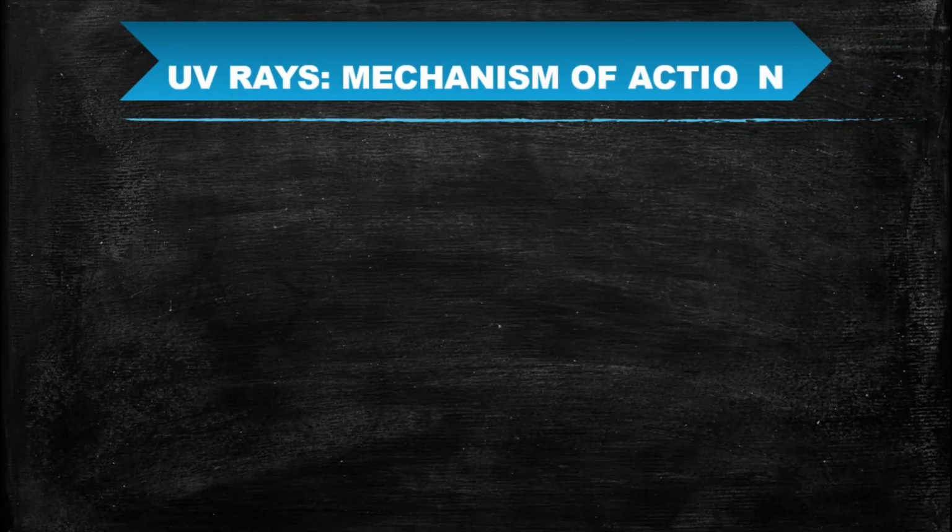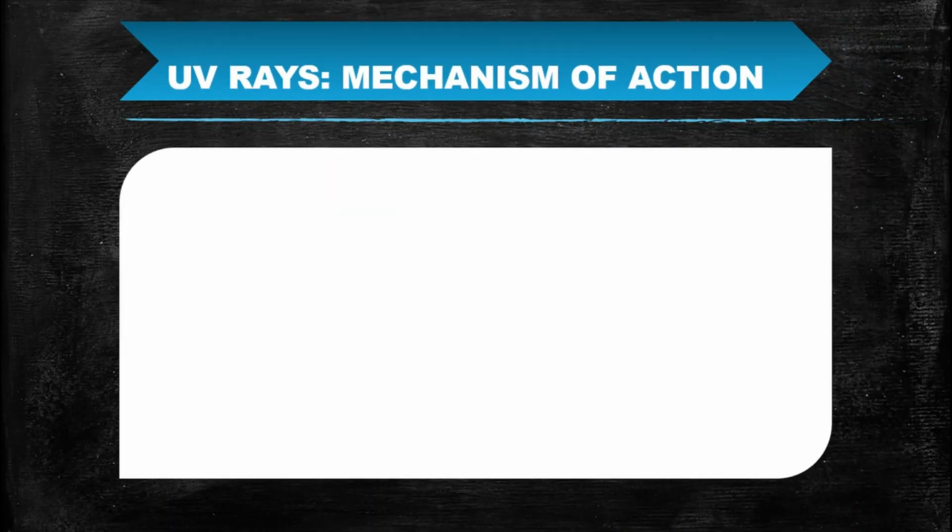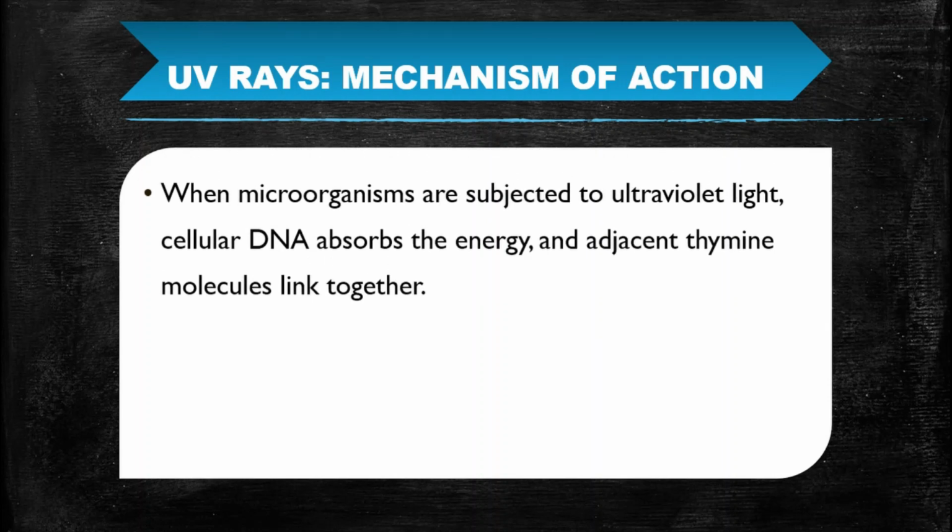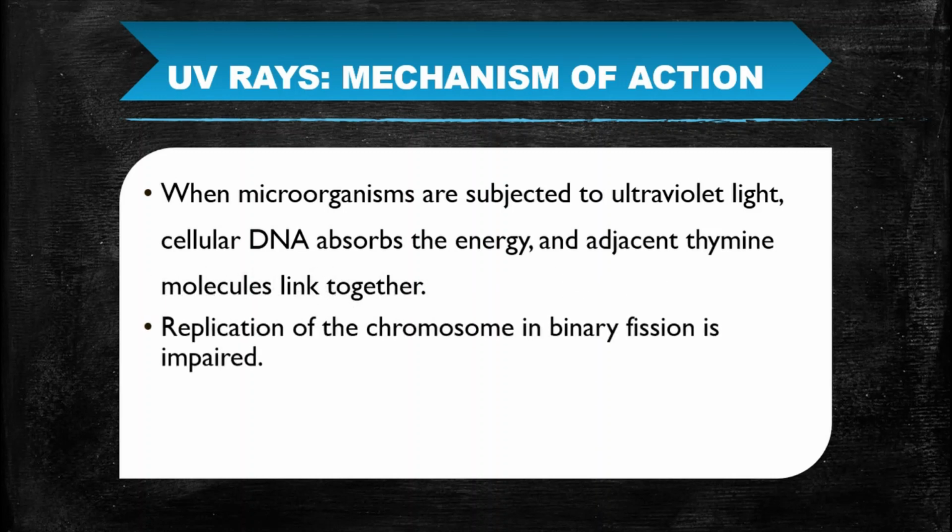So in this case, how do the UV rays act, what is their mechanism, and how do they kill the microorganism? When microorganisms are subjected to ultraviolet light, the cellular DNA absorbs the energy and adjacent thymine molecules link together. This is known as the formation of the thymine dimer. In the DNA, when the thymine dimer is formed, that will interfere with the replication of the DNA.